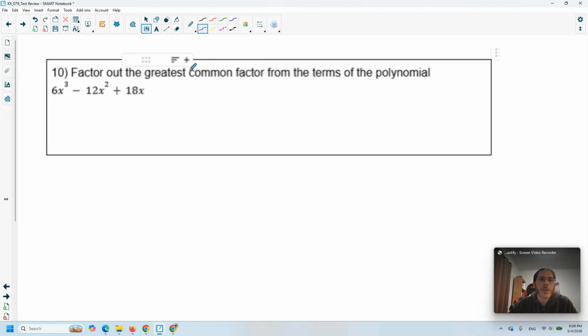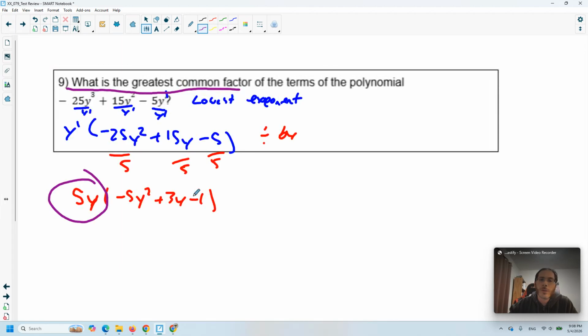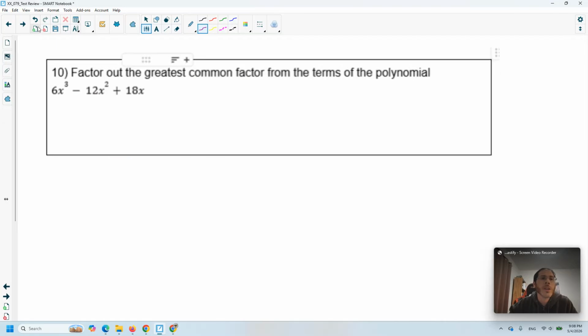For 10, factor out the greatest common factor from these polynomials. So now it says to factor that out. So now the answer is supposed to be this whole thing. So where we have the GCF and then something else over here. So we're going to do the same process. So we're going to look for the lowest exponent. And again, this is going to be a 1 because we have an x to the 1. So we're going to divide everything by x to the 1.